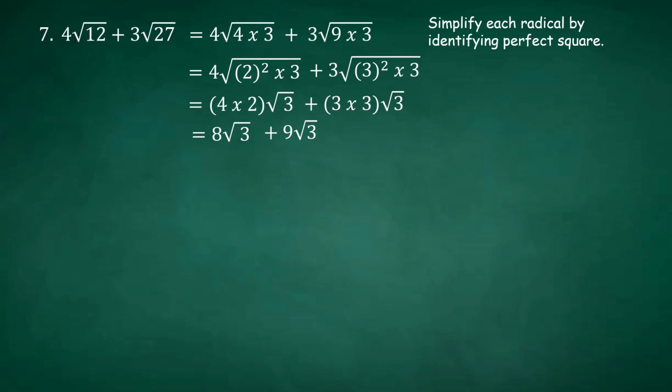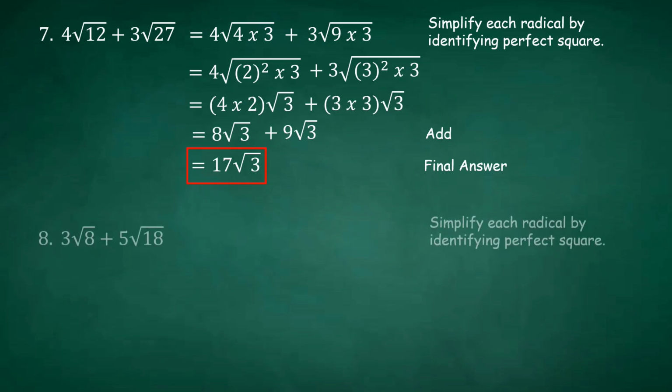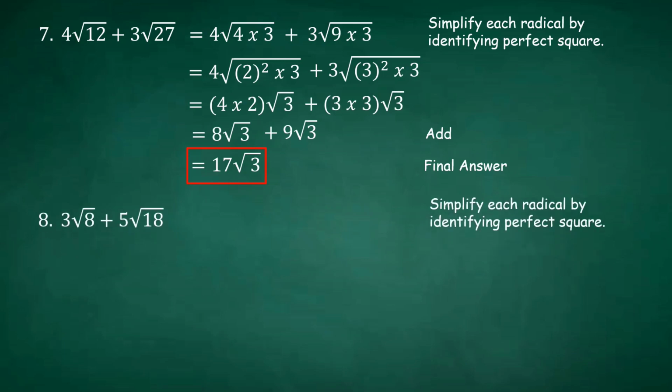Now since they already have the same radical, we can add the coefficients. 8 plus 9 is equal to 17, and just copy the square root of 3. So the final answer is 17 square root of 3. Number 8 example is the same process as example number 7. Simplify each radical by identifying perfect squares.